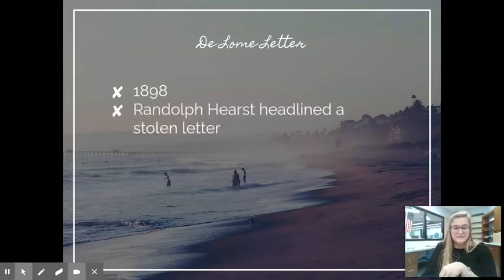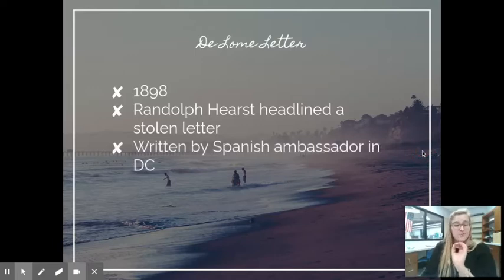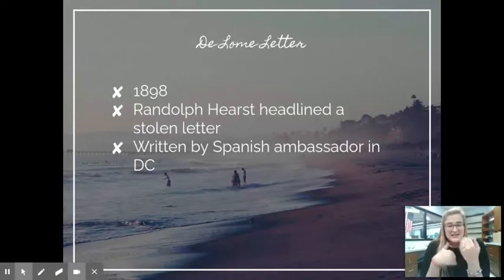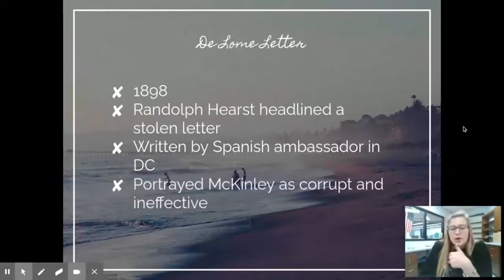So 1898, February 9th, Hearst headlined a sensationally headlined stolen private letter. The letter was from the Spanish ambassador in Washington. So he lives in Washington, but he's from Spain. His name was Dupuy de Lôme. It's a letter from him in Washington back to Spain, but it was intercepted and printed in the newspaper. It's drama. It's like a reality TV show. And basically this letter said that McKinley's a horrible president. He's corrupt. Spain doesn't have faith in him, and he shouldn't be meddling around in Cuba, and he's ineffective.